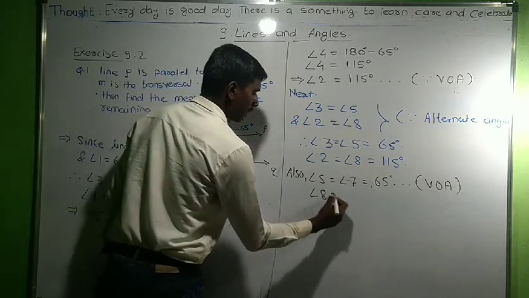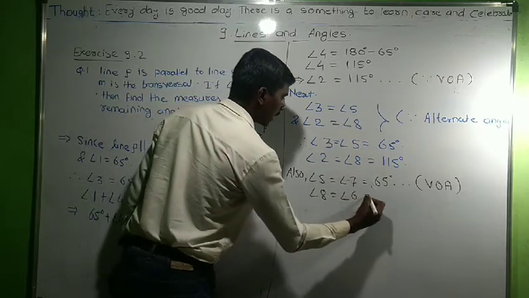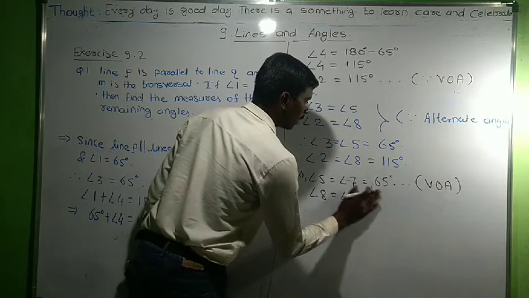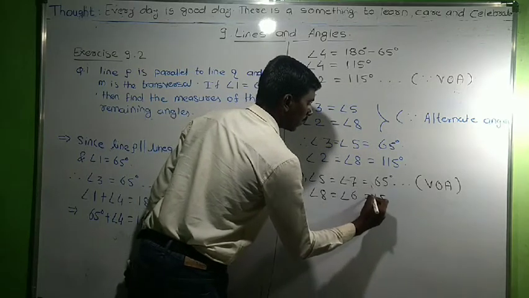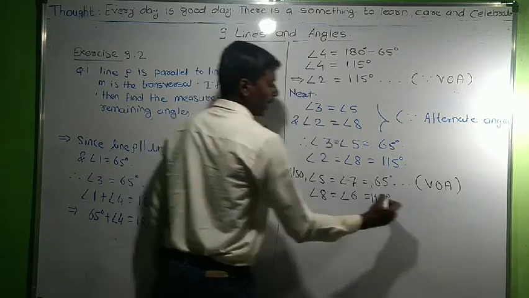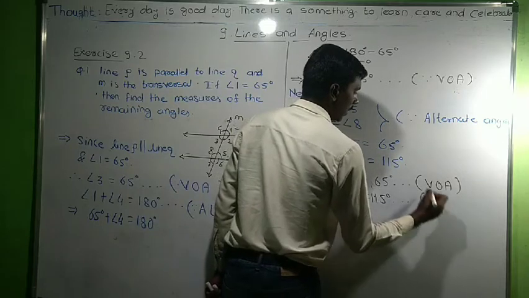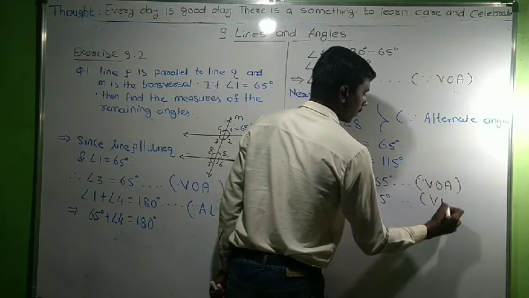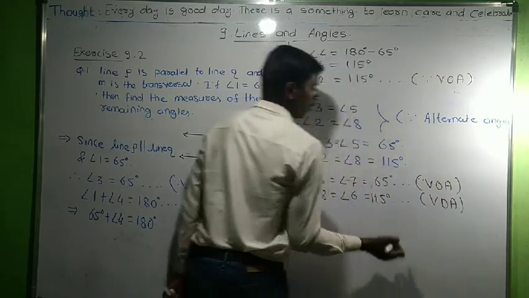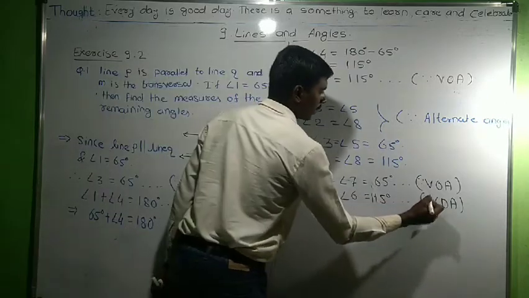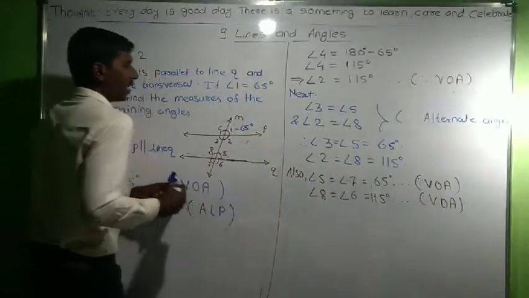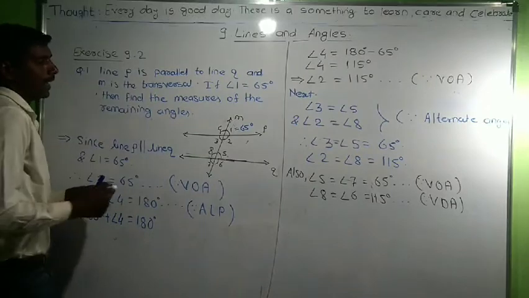Angle 8 is equal to angle 6, which is 115 degree, sorry. The reason is again vertical opposite angles: a pair of vertical opposite angles are equal in measure. Okay, so this way we have calculated all the 8 angles.